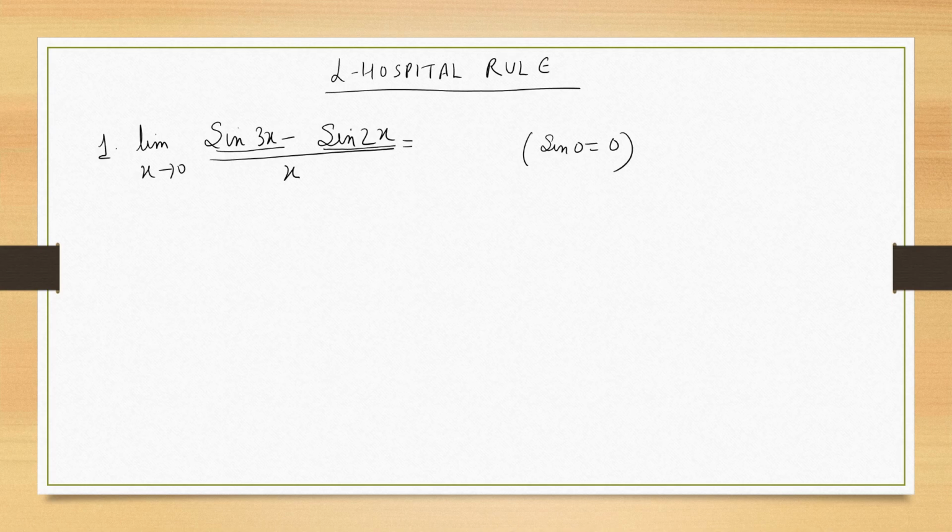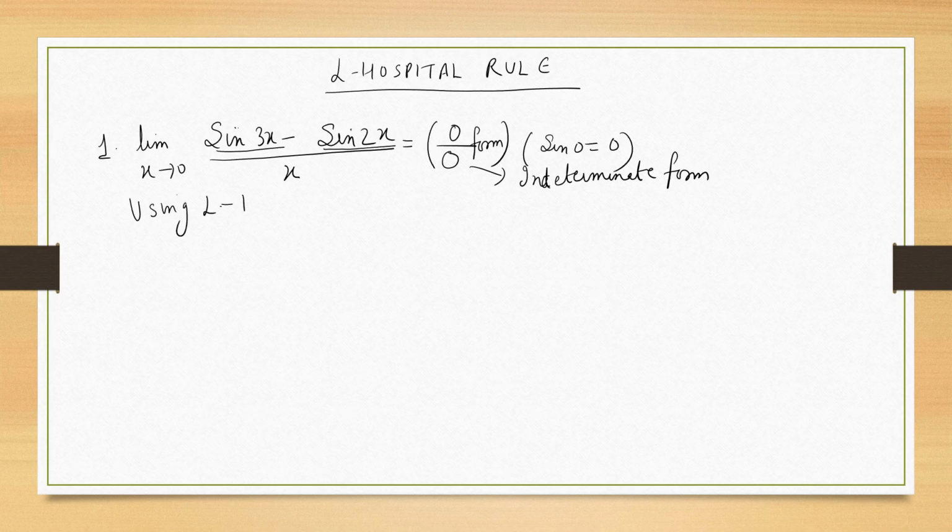So if I directly put this x as 0, the numerator becomes 0. Also, if I put the limit x as 0 in the denominator also becomes 0. So clearly this becomes a 0 by 0 form, which is also an indeterminate form. So in such cases we can apply L'Hospital rule to evaluate this limit. Now how is L'Hospital rule applied?